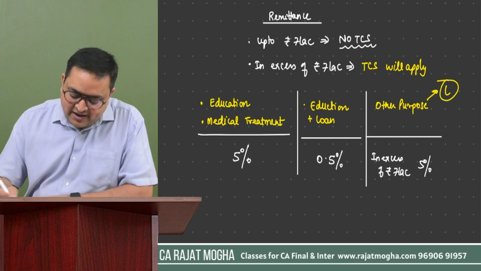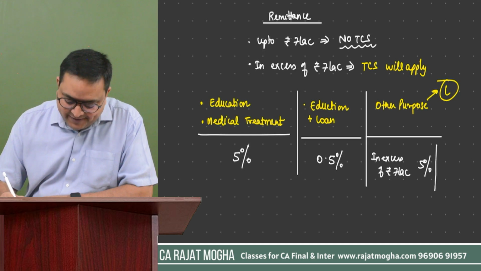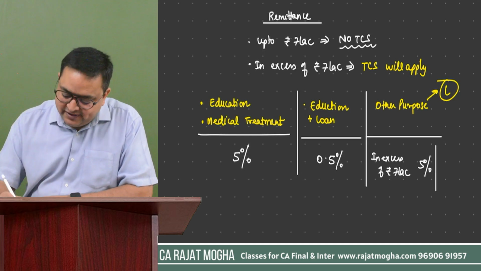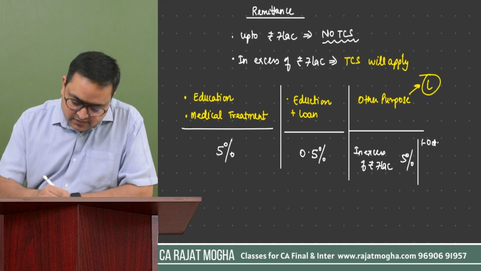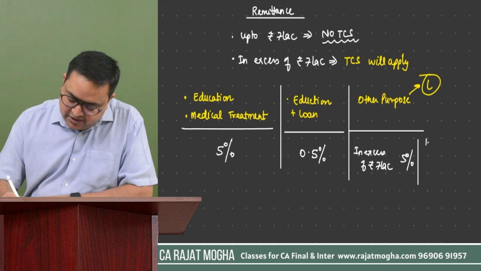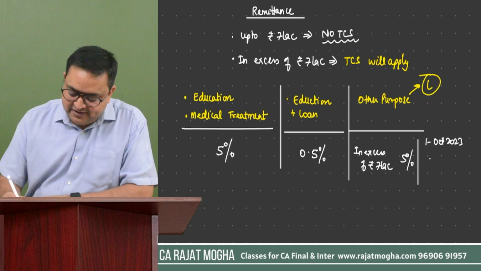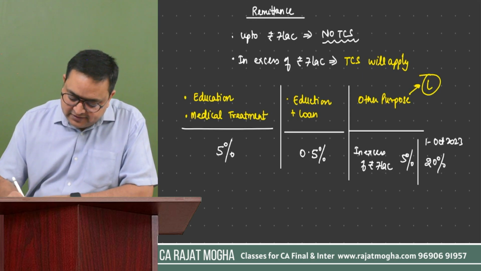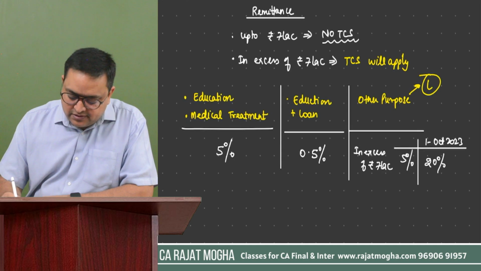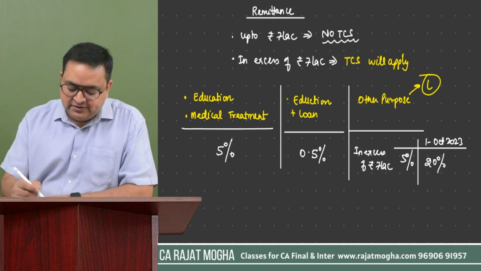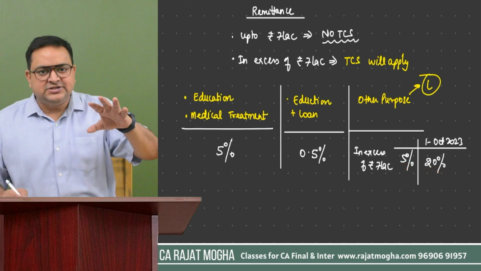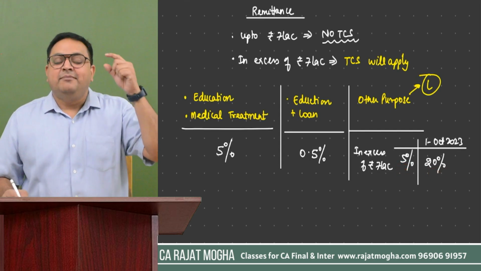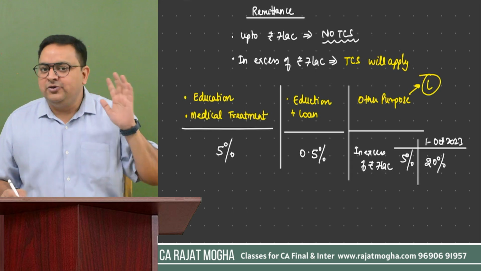Now, if you are remitting it outside India on or after 1st October 2023, this 5% has been increased to 20%. On or before 30th September 2023, it was 5%. Now it is 20%. So up to 7 lakh, we will not collect TCS, but in excess of 7 lakh, we are going to collect TCS.